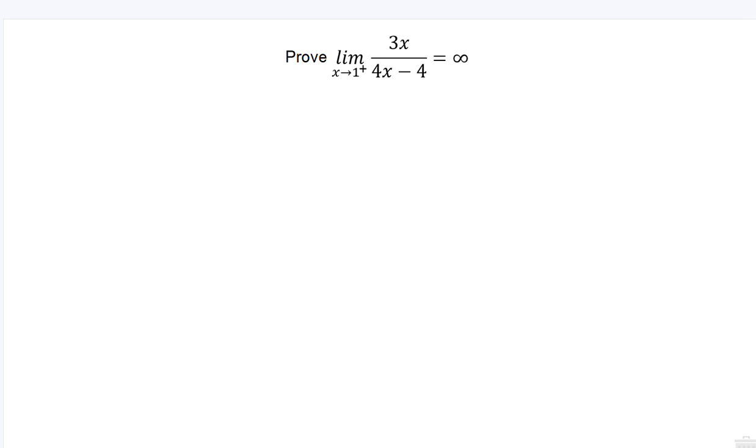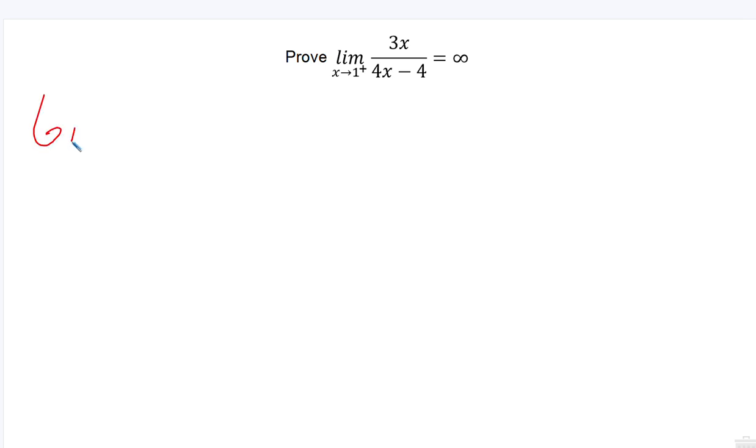Let's take a look at another one. So again, this one's a one-sided limit. We're looking at the limit as x approaches 1 from the right of the function 3x over 4x minus 4, and we want to prove that it's equal to infinity. Now, I'm not going to bother to graph this. We didn't really need the graph on the first one. We don't really need the graphs of any of them. So let's just go through and start out our proof.